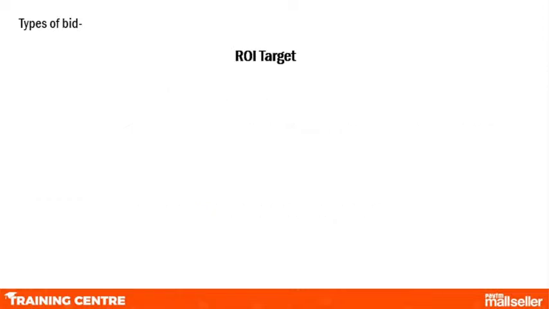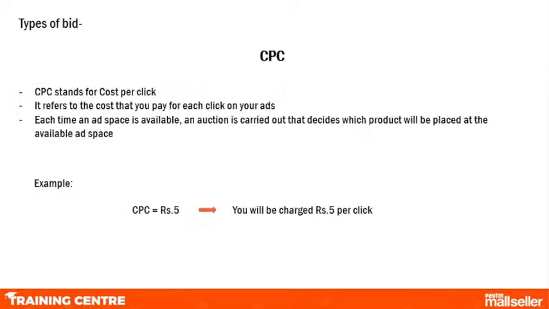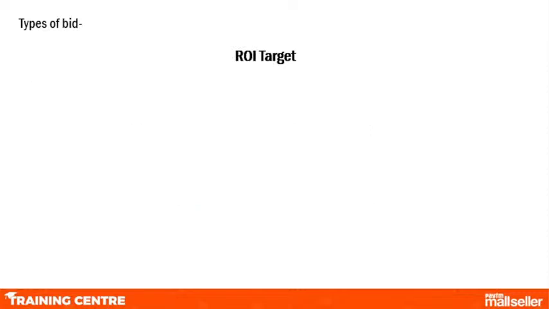Second is ROI target. This is the second type of bid. ROI stands for return on investment or return on ad spend. It is simply the return that you get through sales, GMV, on investing in the Paytm PLAs.